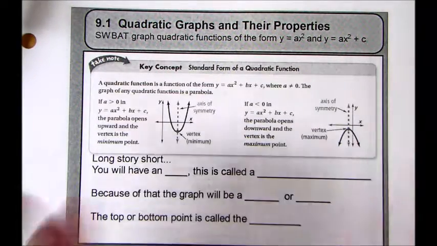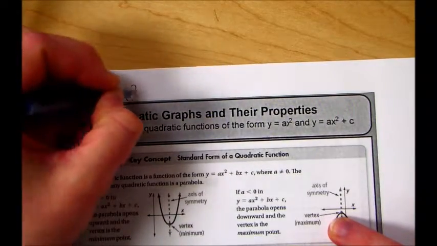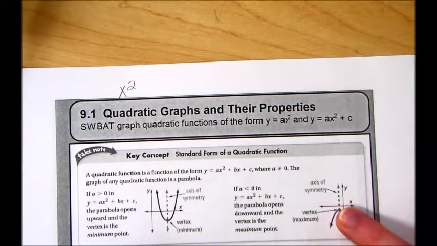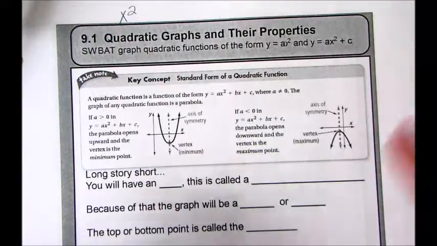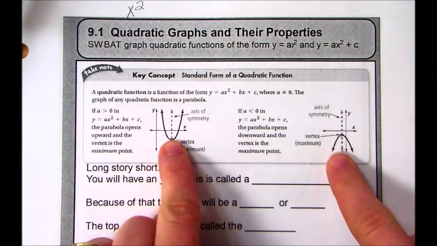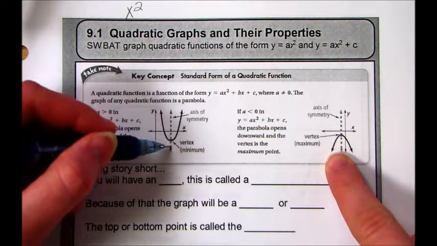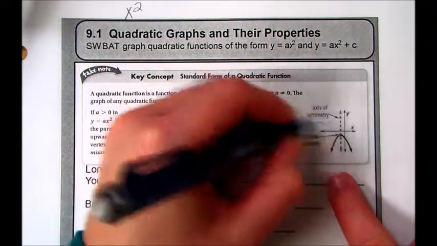Today you're going to learn about these things called quadratics. Quadratics just means you have an x squared. That's it. You just have an x squared, so it's a quadratic. When you put it on the graph, it's going to be in the form of a U. All these key concepts just say you're going to have a U. The U might open up, the U might open down, and it always has a line that folds it in half. This line is called the axis of symmetry.